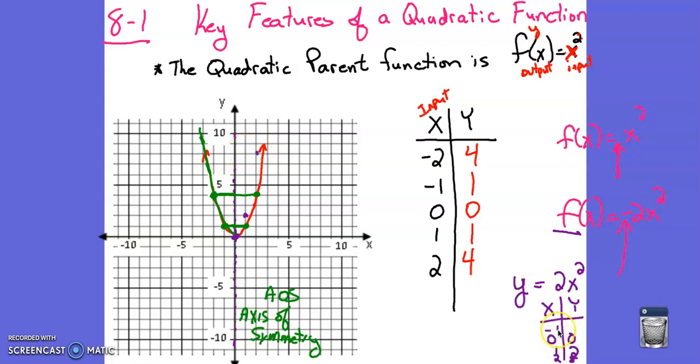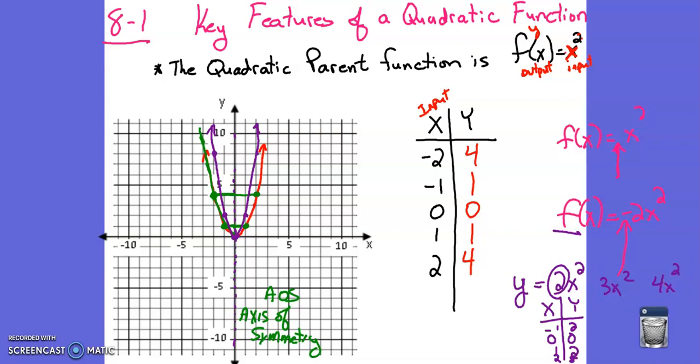If I plug negative 1 in, I'm going to get 2. Actually, we can reflect it. We don't even have to do the other side. It's one space away, this is two spaces away, so we can reflect it. So this function, the purple one, looks like this. Notice the parent function is x squared, and 2x squared actually makes it thinner. If I had 3x squared, it would make it even thinner, or 4x squared, even thinner.